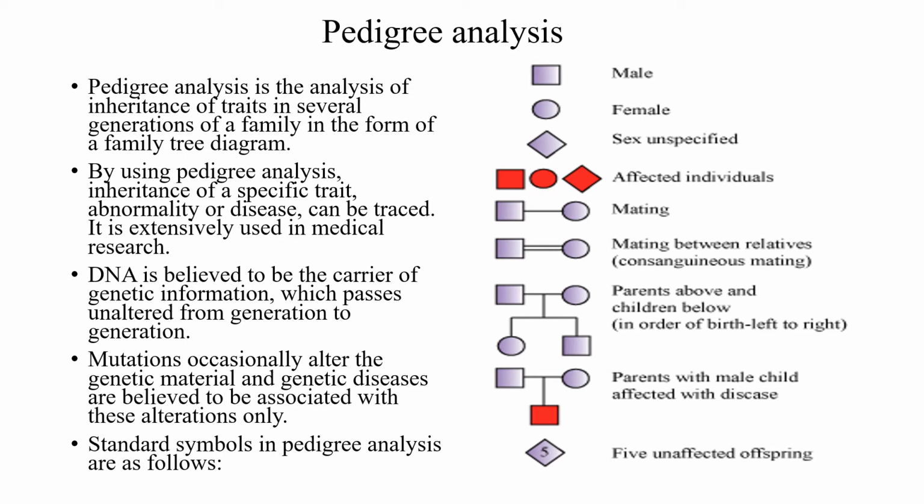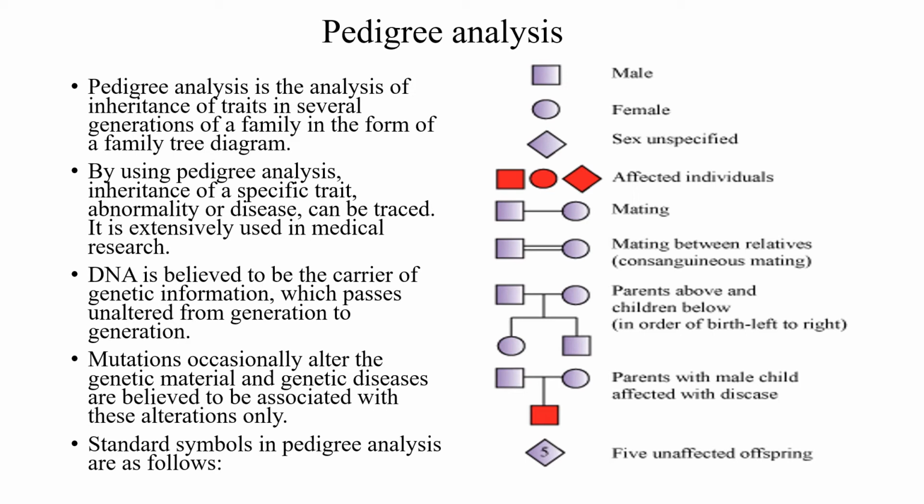Then we can see the standard symbols used in pedigree analysis. A square is male, a round or circle is female, then a square in vertical form is sex unspecified. If it is shaded, then we can say affected individuals. Then a square and circle, male and female, connected, means mating. If two lines are drawn, that is a mating between relatives, which is not advisable. Then from them the individuals are formed, that is shown. We can see all those.